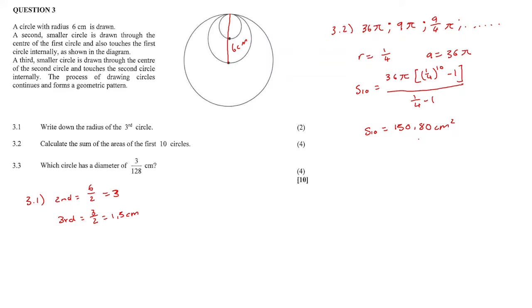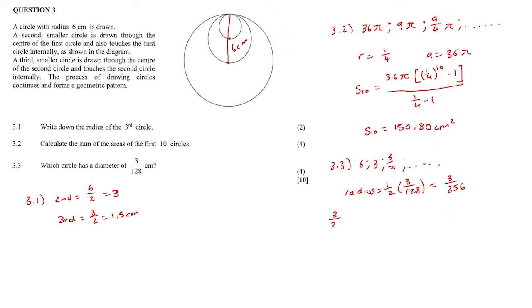Question 3.3. Which circle has a diameter of 3 over 128 centimeters? So for question 3, we know that our radius goes 6, 3, 3 over 2, and so on. So our radius is equal to half of the diameter. And we want the radius of this, so we can put it into our formula. So we say half of the diameter, and we get 3 over 256.